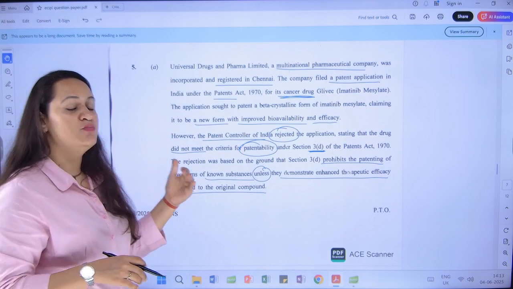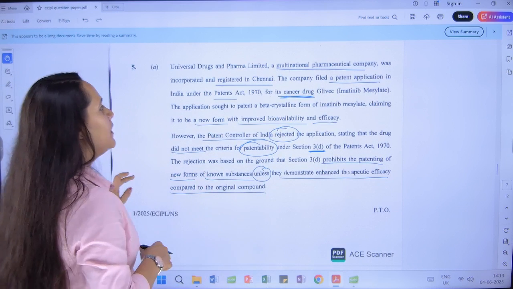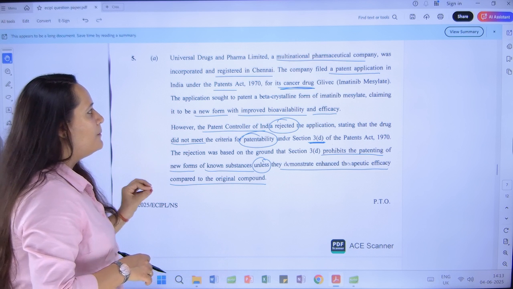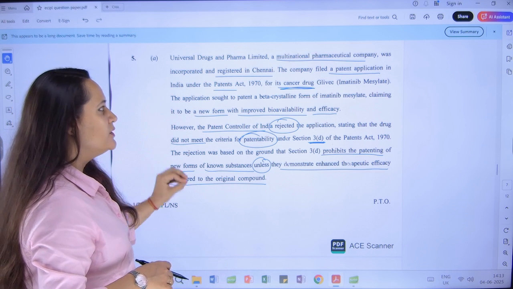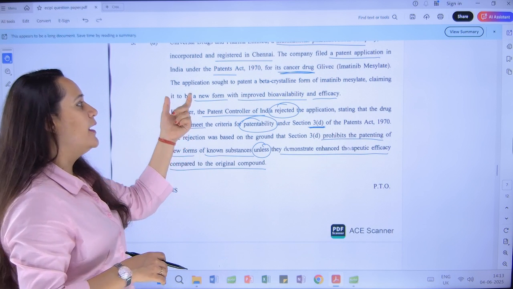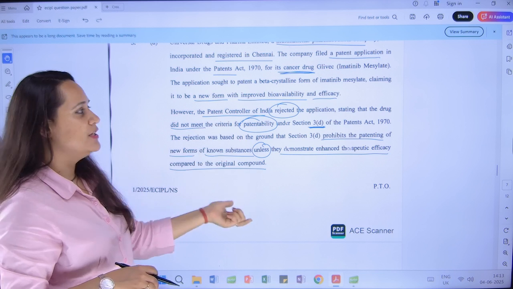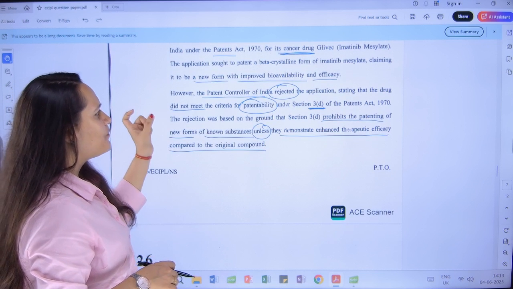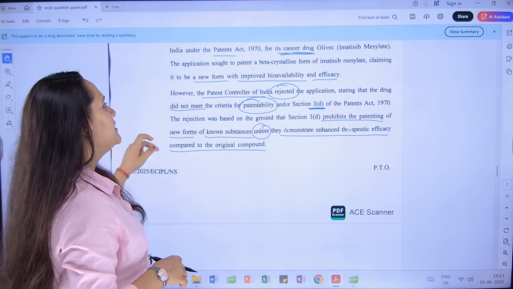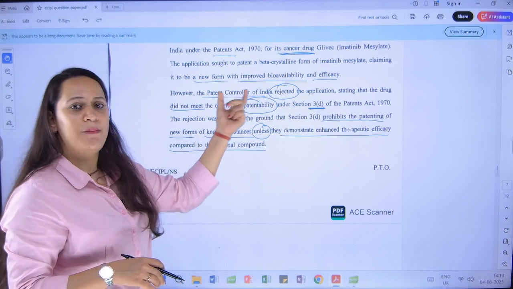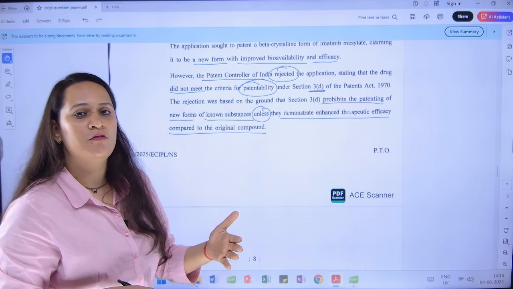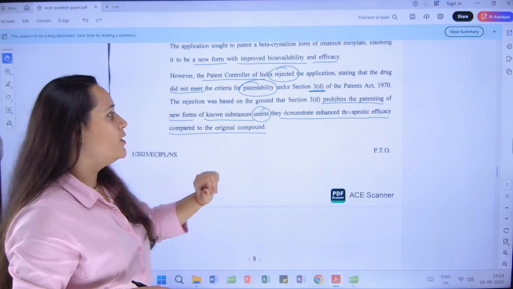Moving to part B, which is more challenging than part A. First one, it is a question on patent. They have said that this one particular company is a pharmaceutical company and it has filed an application for a drug saying that it is helping in cancer treatment, and it is one particular drug that is called as beta crystalline, and they say that it is an improved version of some other drug. Okay, it's already known before, but it is an improved version with more efficiency is what they are claiming.